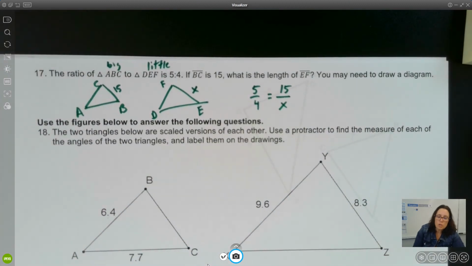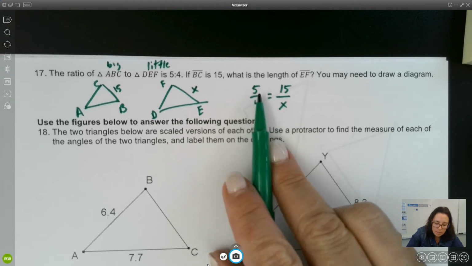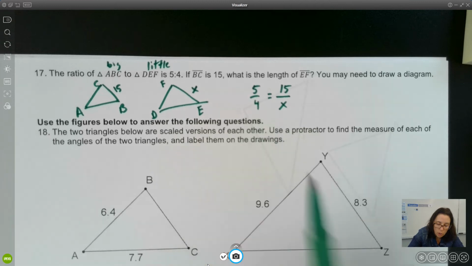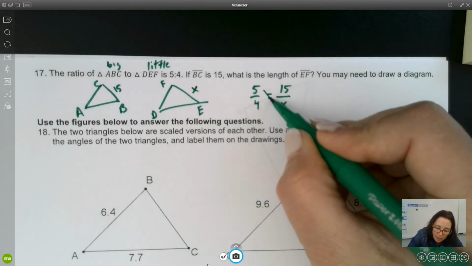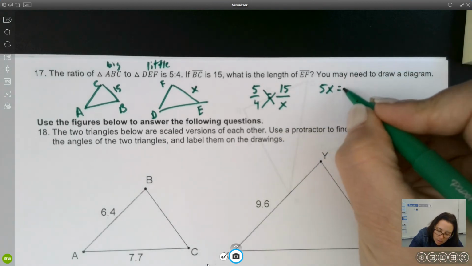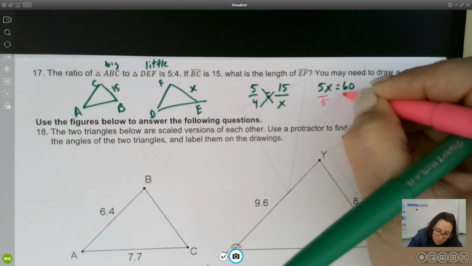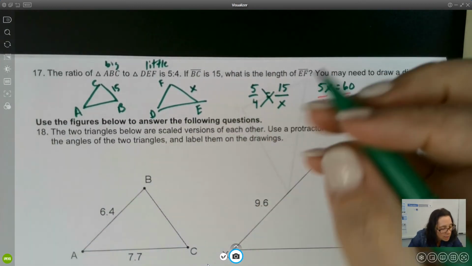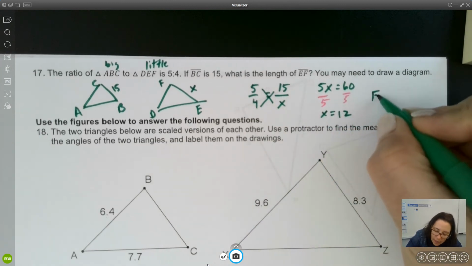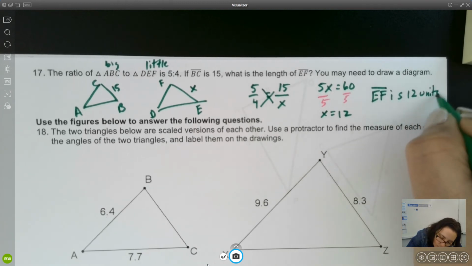So there's our proportion. And you know from a prior lesson how to solve these. We're going to cross multiply this. So 5x equals 60. Divide by 5 and you've got 12. So EF is 12 units. That's our answer.